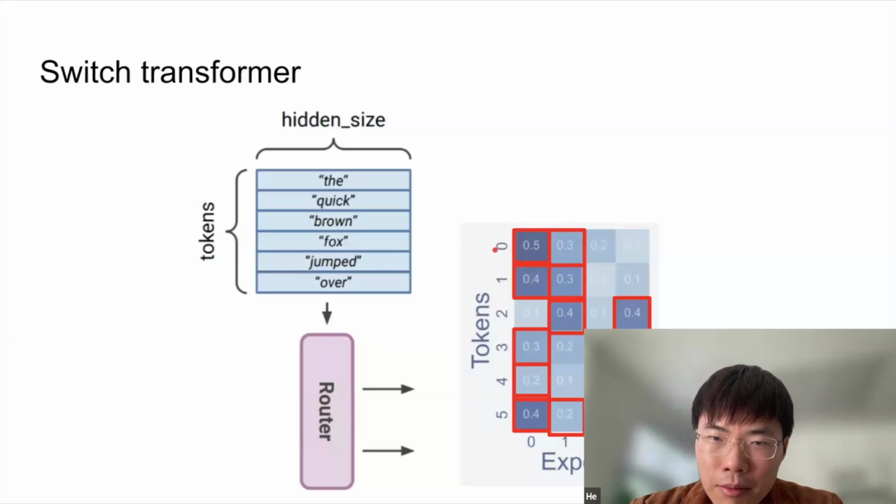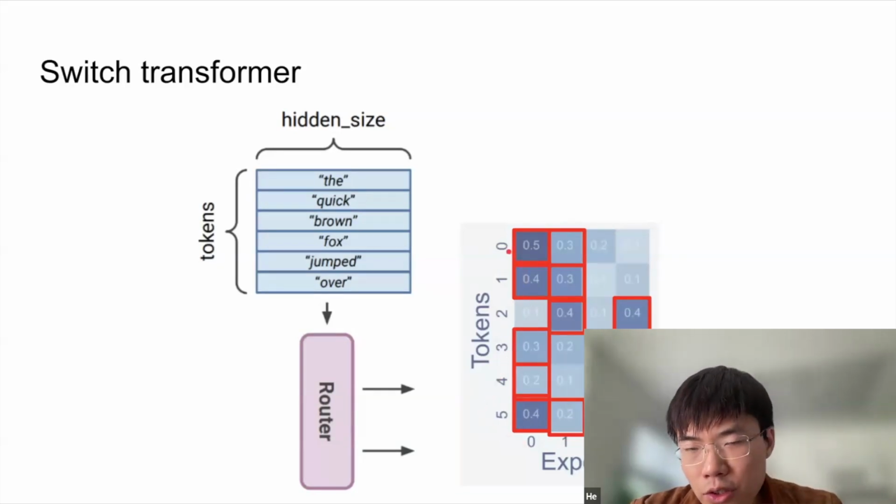You will see that some of the experts have more tokens assigned. Some of the experts have fewer or even 0 tokens assigned. So this is a token imbalance problem. If you take it from the token perspective, it is balanced.